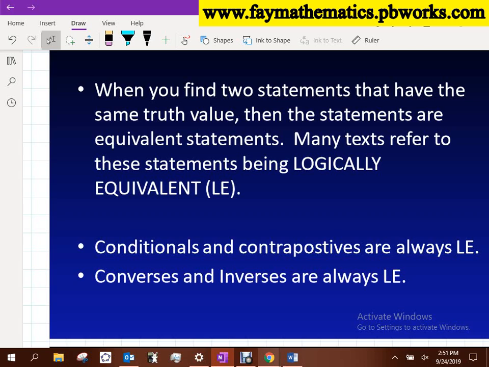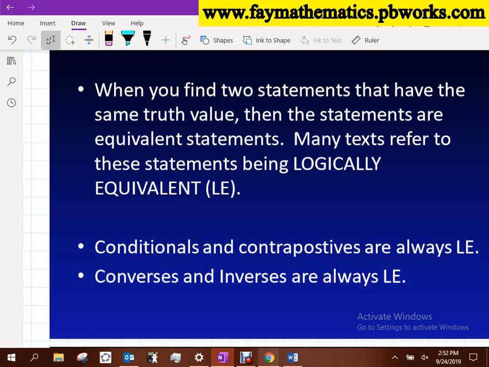All right, here it says when you find two statements that have the same truth value. Remember, truth value is just whether they're true or false, right? Okay, so that first one we did, if measure of angle A equals 15, then the angle A is acute. That was true, so that statement has a truth value of true. Okay? If you have two statements that have the same truth value, the statements then are equivalent statements, meaning they say the same thing. Does that make sense? Okay. Two statements are equivalent, they say the same thing.